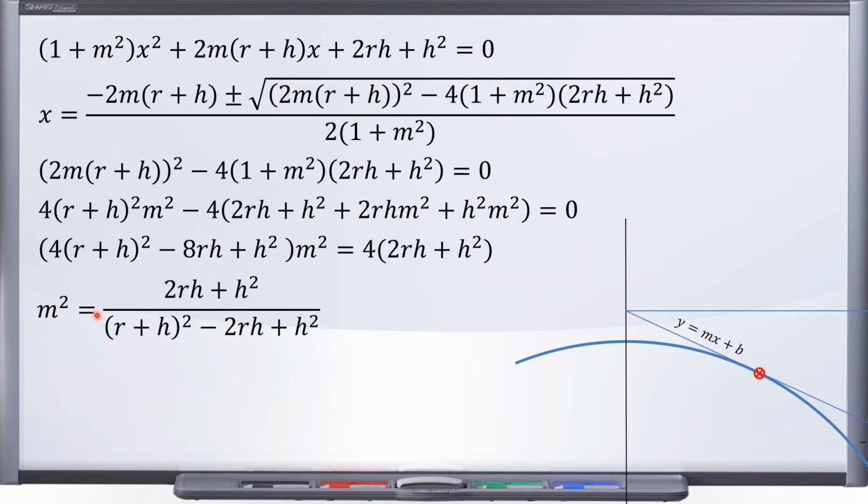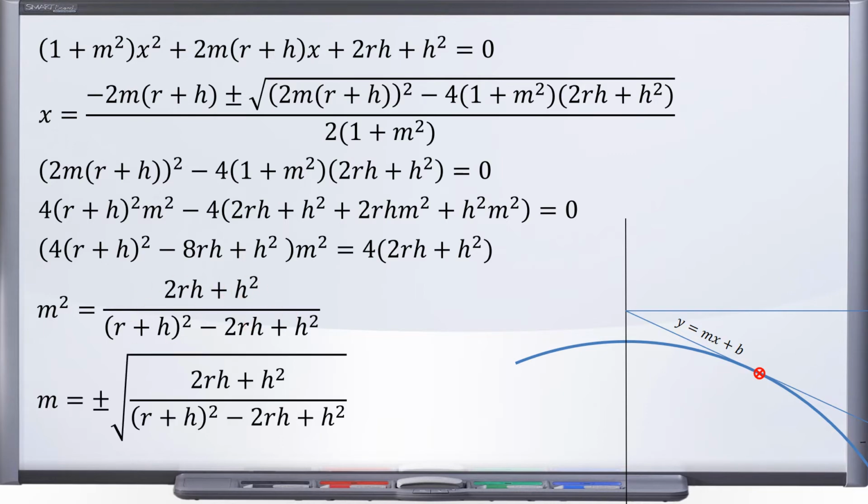So m squared is this mess that involves r and h and no unknowns. This is now a constant. Let's solve that for m, and we'll get that. Every time we do a square root, remember to do the plus and minus. Why do we do that? There are actually two answers for m.